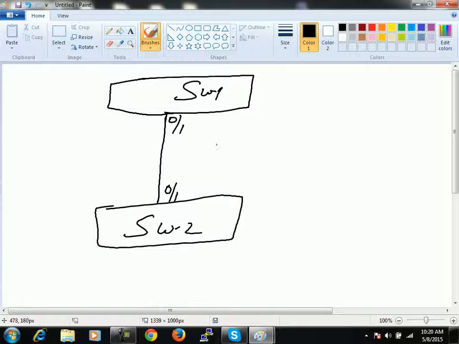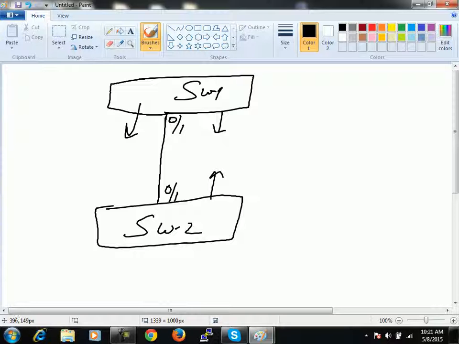Now, whenever a switch comes up, it will always announce itself as a root bridge. Remember that whenever a switch comes up, it always assumes that it is a root bridge. So whenever it assumes that it is a root bridge, it will definitely be responsible for generating a configuration BPDU. So now switch 1 will send a configuration BPDU towards switch 2, and switch 2 will also generate a configuration BPDU in the direction of switch 1, right? So switch 2 will give its own configuration BPDU to switch 1, and switch 1 will also give its configuration BPDU to switch 2.